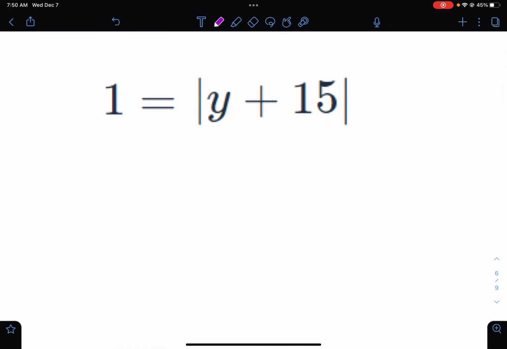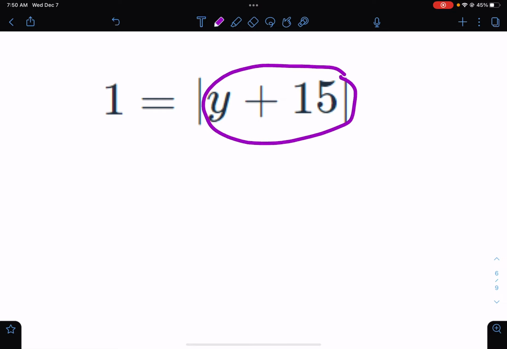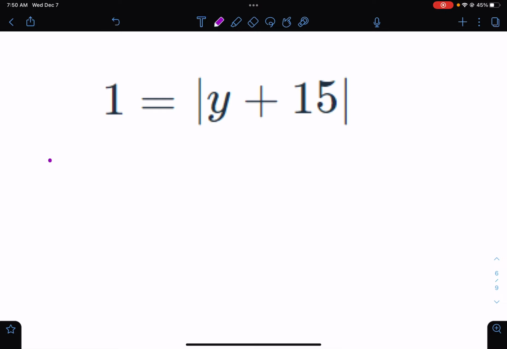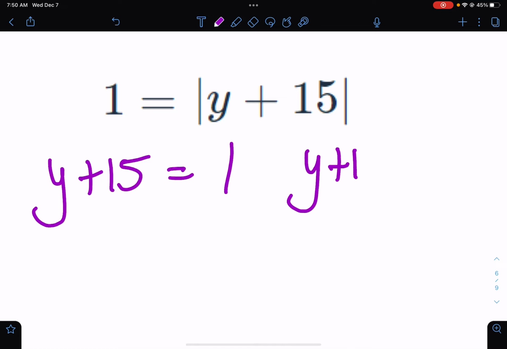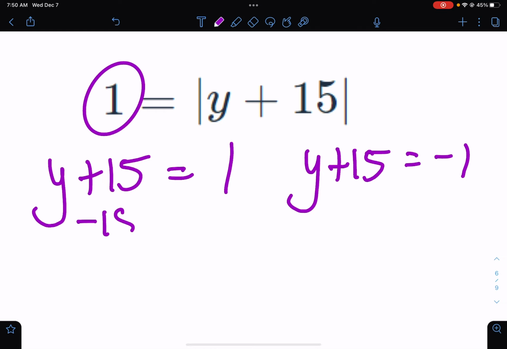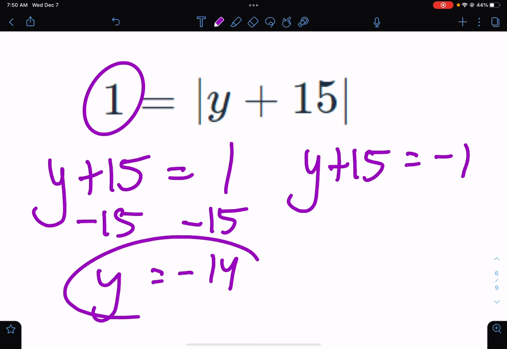So again, what's on the inside here can either equal positive 1 or negative 1. So we're going to say y plus 15 equals 1. y plus 15 equals negative 1. You always negate the thing that's on the outside like that. So you do minus 15. Minus 15, we get a value of negative 14.